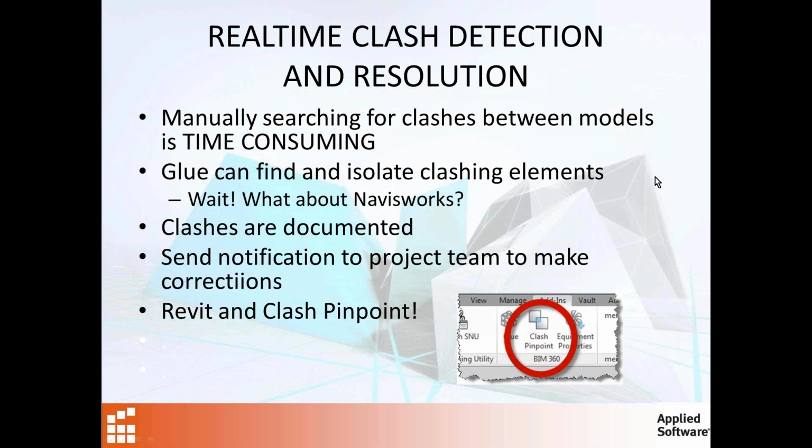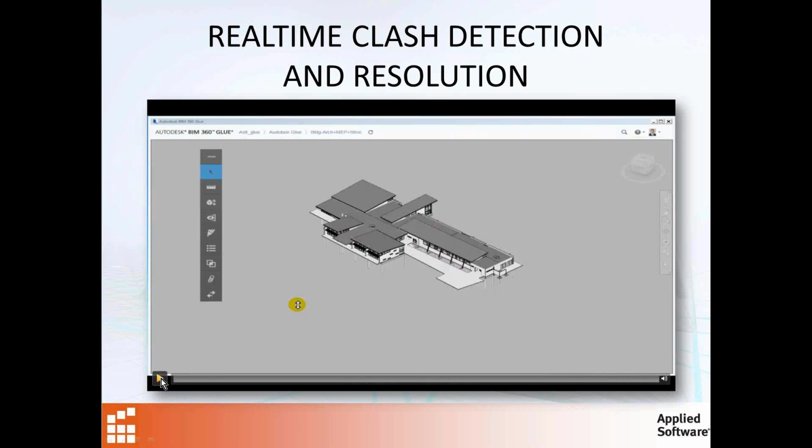So the beautiful thing about clash detection is that all the clashes are documented. Emails are sent to project team members to let them know where the problems are. And then we're going to take a look at this thing called Clash Pinpoint, which inside of Revit, now I can do the clashes up in the cloud and then pull them down to my Revit model so I know where I can make the necessary corrections. So let's take a look at that.